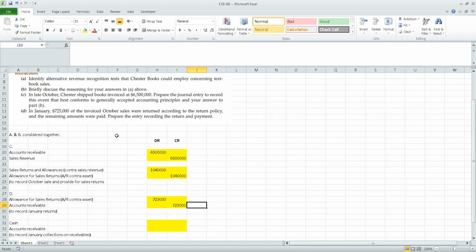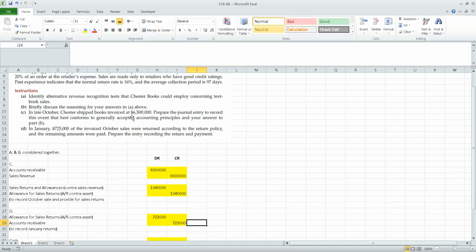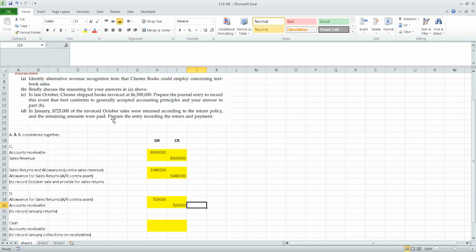Finally, all the other people who bought the books from us back in October paid on account as they were required to do. So the amount of cash we got was the 6.5 million less the 725,000 returns, or we got cash of 5,775,000.